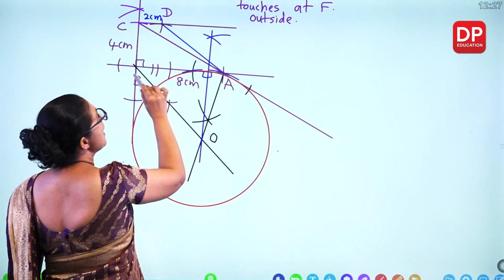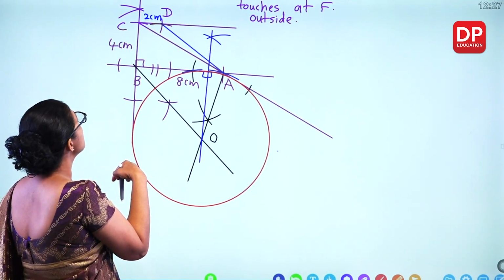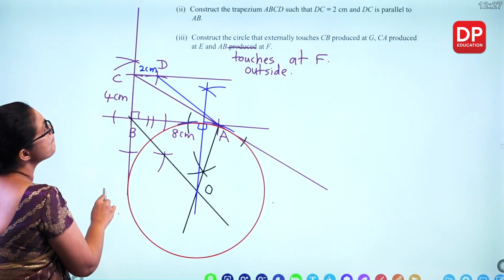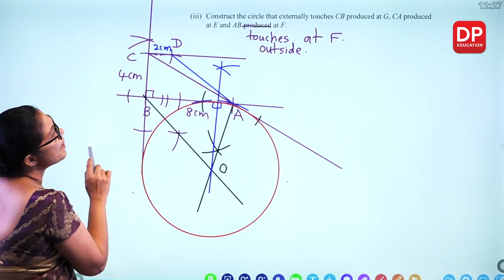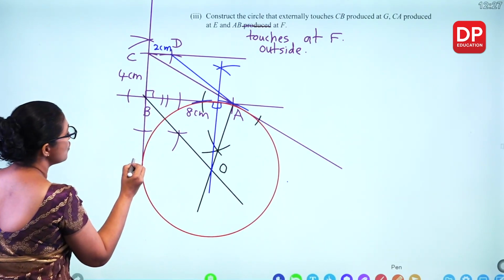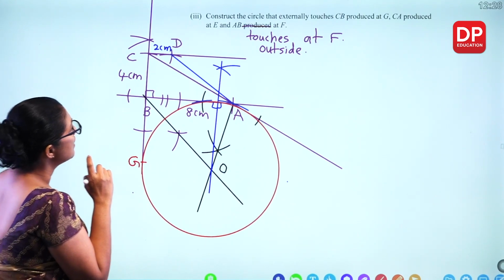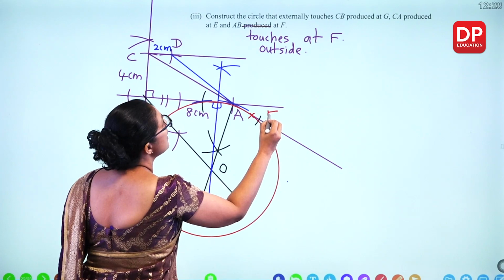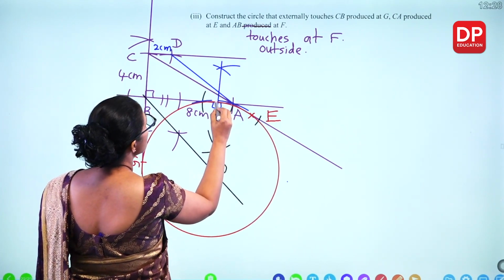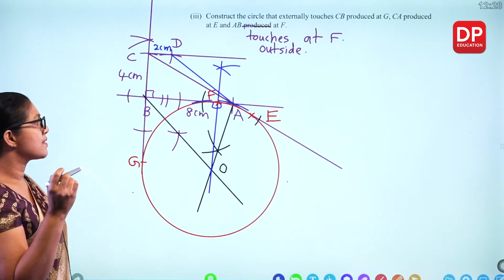So you are getting the circle that touches AB and CA produced and CB produced. Now here we need to put the letters. It says CB produced at G. So where's G? This is the G point. And CA produced at E. So this point is E. And AB touches outside at F. So here touches outside F means this is F. So you need to mark the points to get full marks.